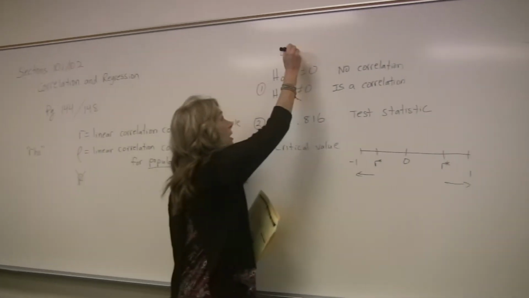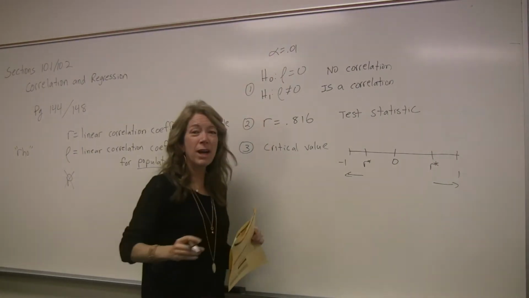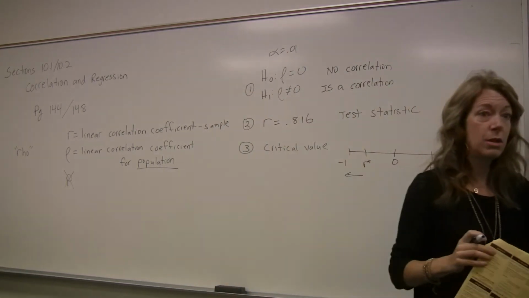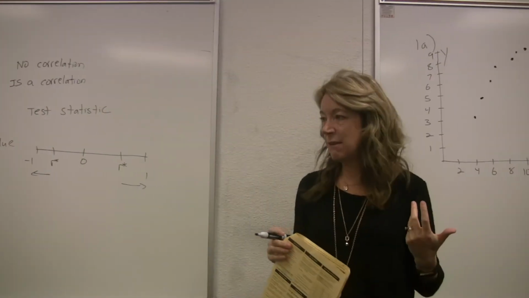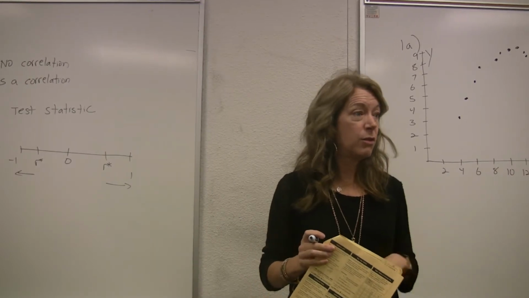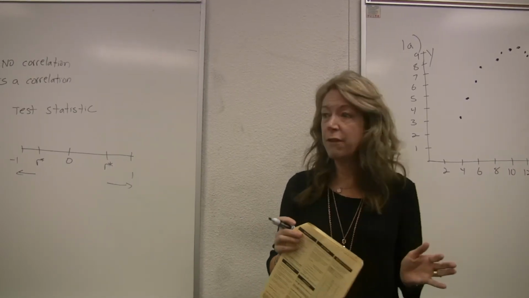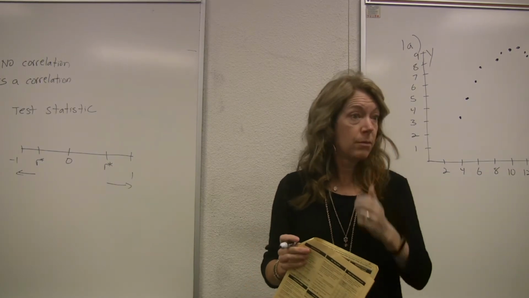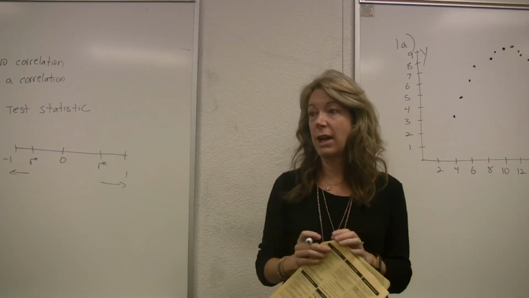But let me warn you, in this chapter, quite often they won't give you a significance level. They'll forget to tell you. So when they don't give you one, the default is 0.05. So if you're ever going, I don't know where my alpha is, I don't have a significance level, just use 0.05. As long as you tell me which one you're using, though, I can follow your work.